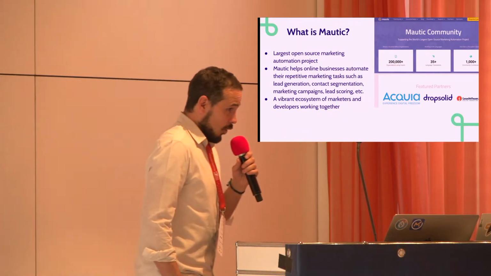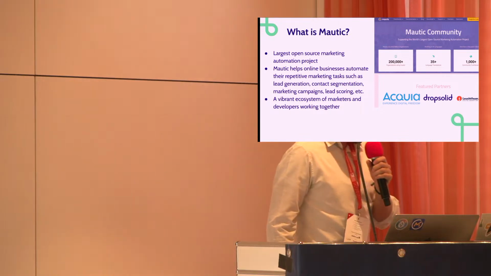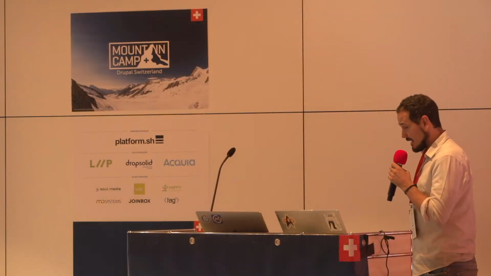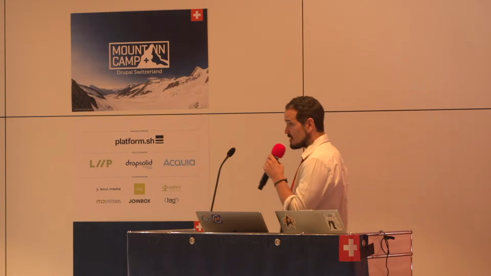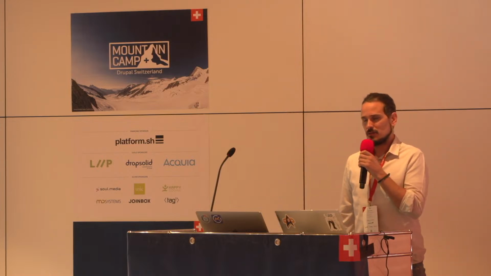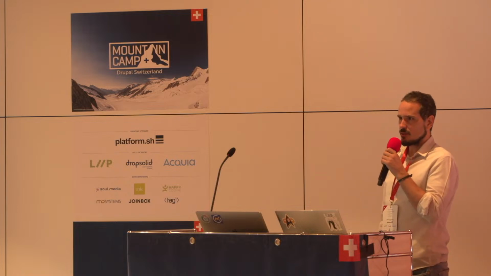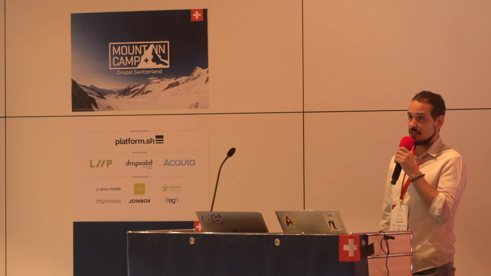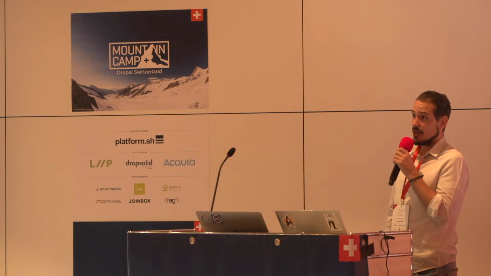So Mautic is an open source marketing automation project. So it basically helps to automate business processes to communicate with your stakeholders. So for me, it's also more than a marketing automation platform. It's a communication automation platform. It helps you to build your community.